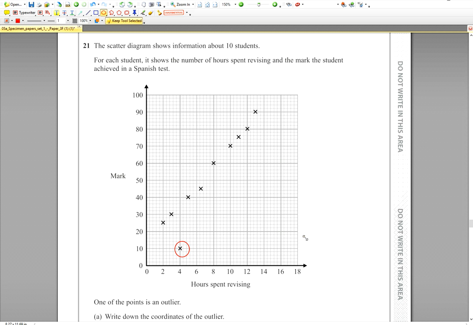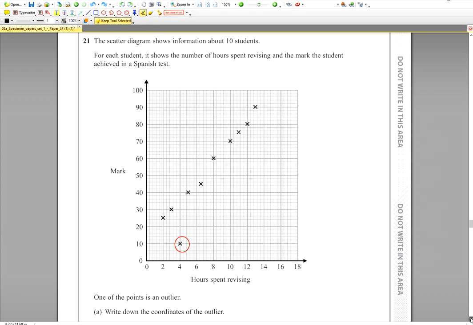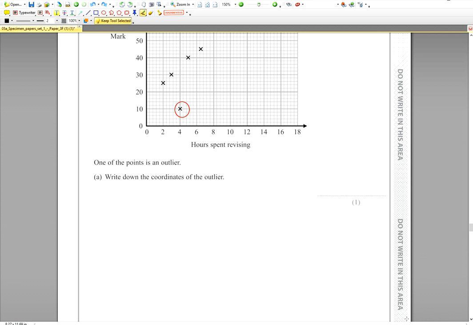Which is the outlier one? 4. That one. Okay. Sorry about that, a little bit getting carried away there. So they want to know the coordinates of that point there, the one that doesn't fit the data. What's the coordinates? 4, 10. Are you happy with that, everybody? Yes. 4 I got and 10, yes.